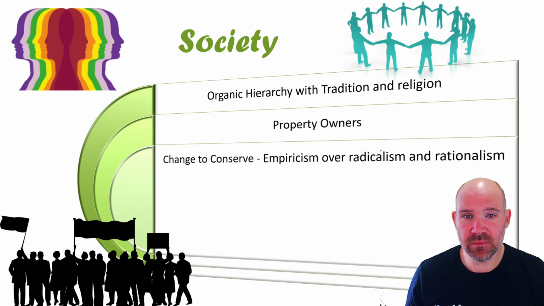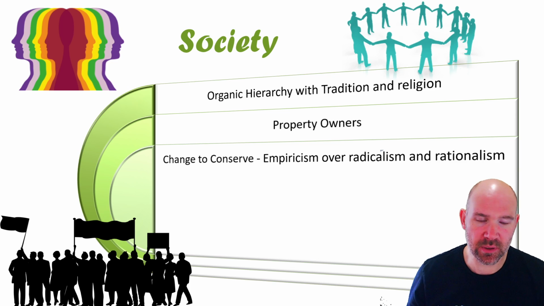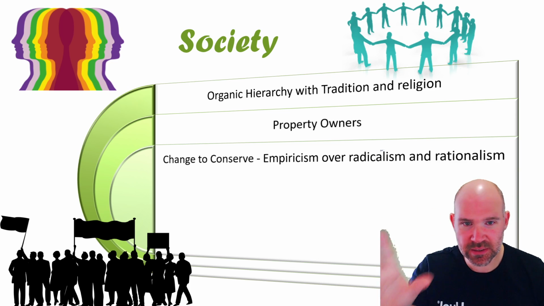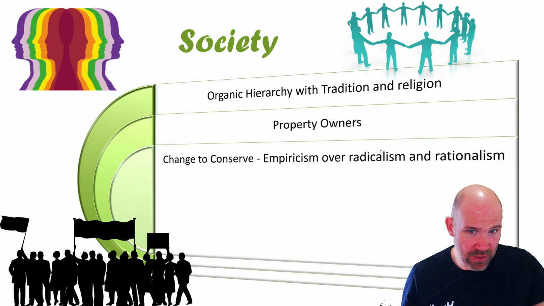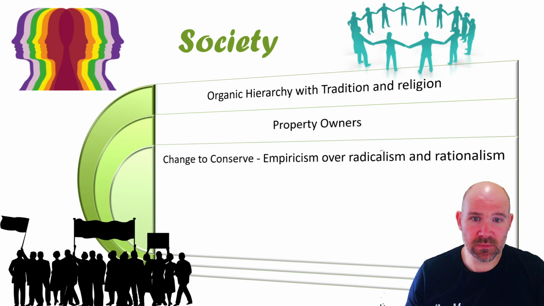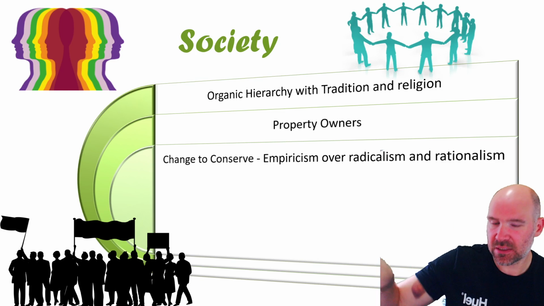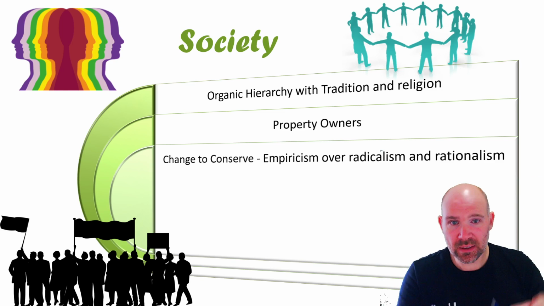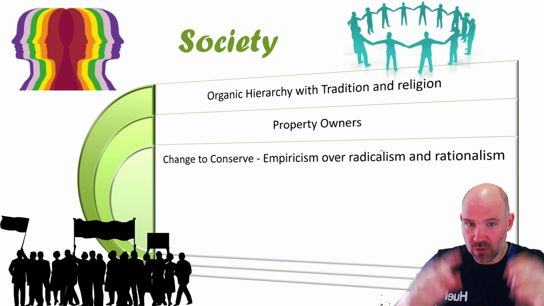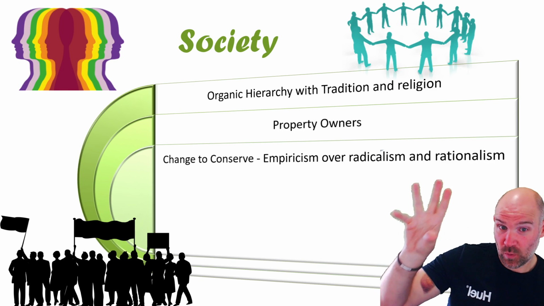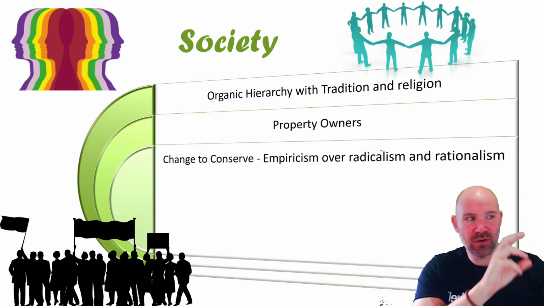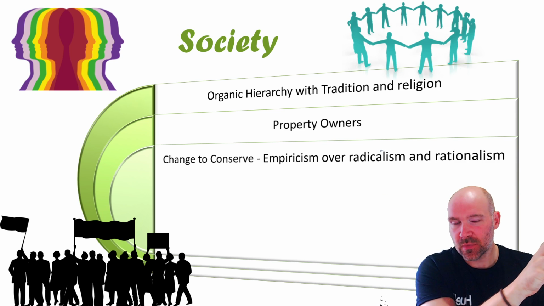A society should change to conserve. Edmund Burke. I went through this in a previous video in great detail, so I'm not going to do that again. But I will develop this point here. Empiricism is experience. Things we know, we can see, that are measurable, that we can say, okay, that did this, over radicalism and rationalism. So to put it bluntly, things that we know work are better than things that we want to try.